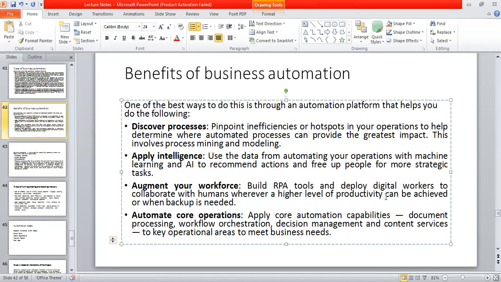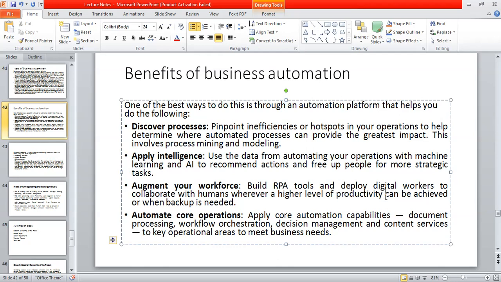What are the benefits of business automation? One of the best ways to do this is through an automation platform that helps you to discover processes, which pinpoints inefficiency or hotspots in operations to help determine where automated processes can provide the greatest impact. This involves process mining and modeling. It also applies intelligence, using the data from automating your operations with machine learning and artificial intelligence to recommend actions and free up people for more strategic tasks.